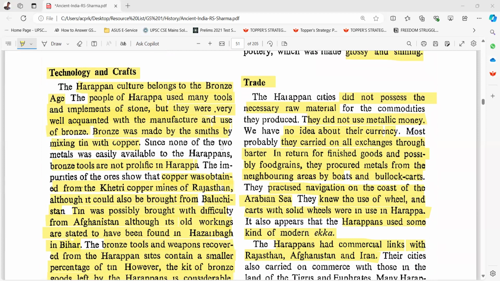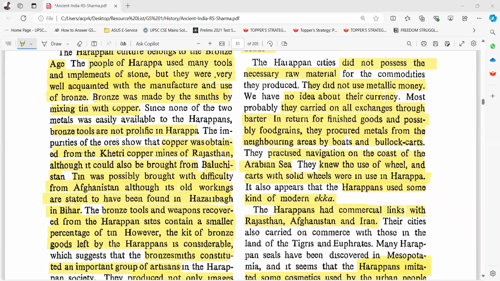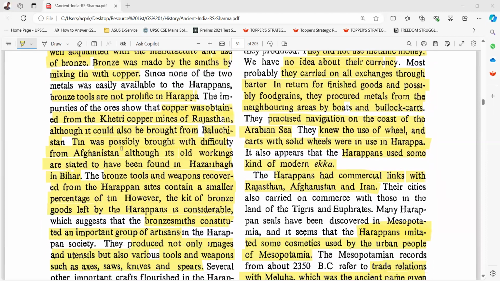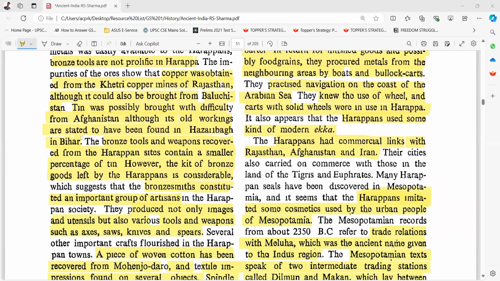Since none of the two metals was easily available to the Harappans, bronze tools are not prolific in Harappa. The impurities of the ores show that copper was obtained from the Khetri copper mines of Rajasthan, although it could also be brought from Balochistan. Tin was possibly brought with difficulty from Afghanistan, although its old workings are stated to have been found in Hazaribagh in Bihar. The bronze tools and weapons recovered from the Harappan sites contain a smaller percentage of tin.